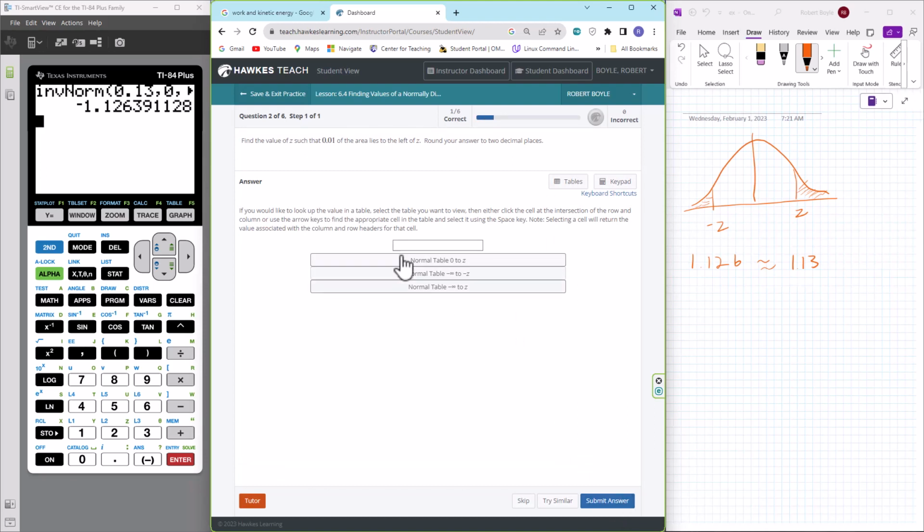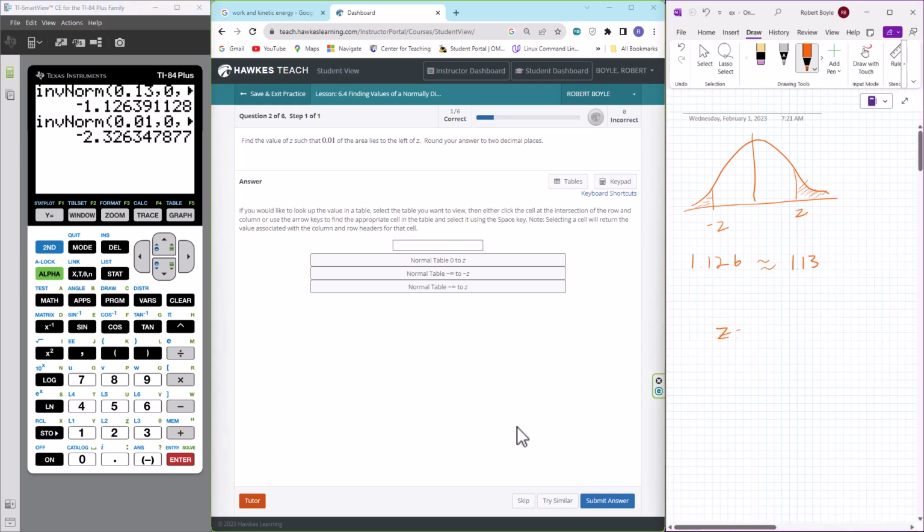Now the next one is an area to the left. So that one is just a straight computation. If I want to, I can go into my calculator, inverse norm, just bring that back over here, change this to 0.01. Once again, it's the area to the left of z, so whatever number I get is the number I want to use. So in this particular case, z should be negative 2.326, which will round to negative 2.33.